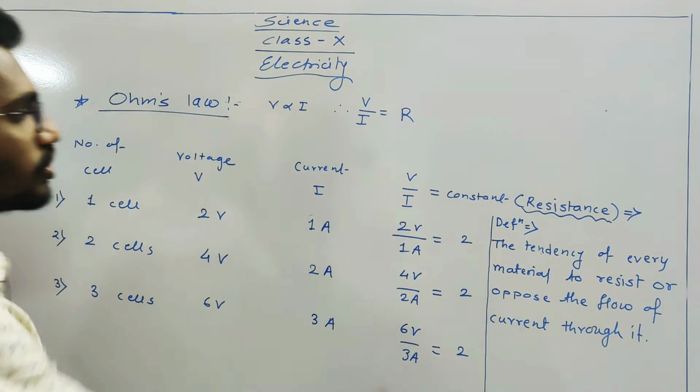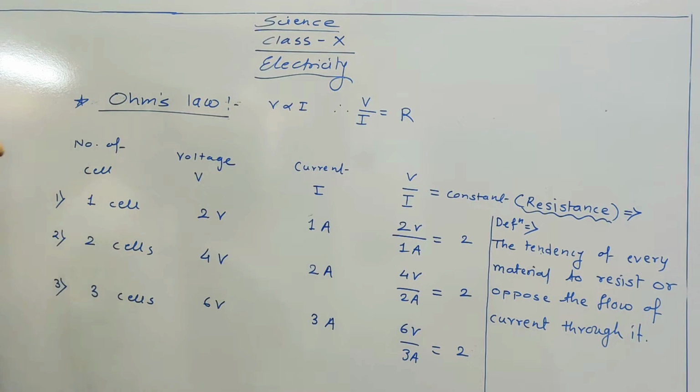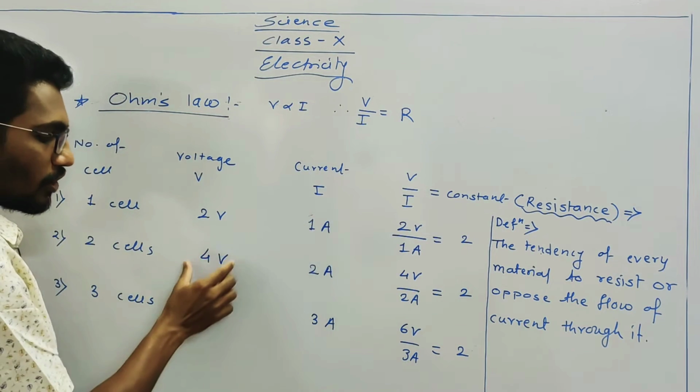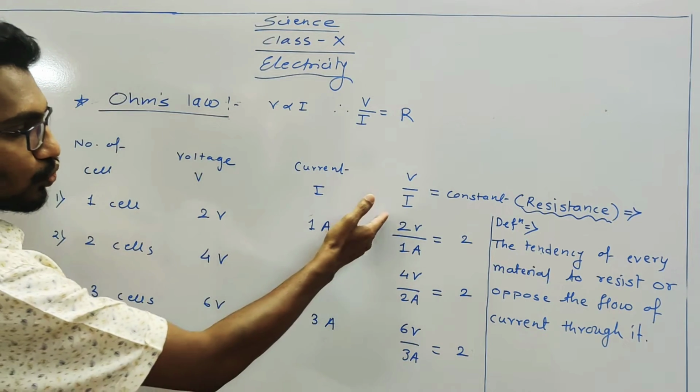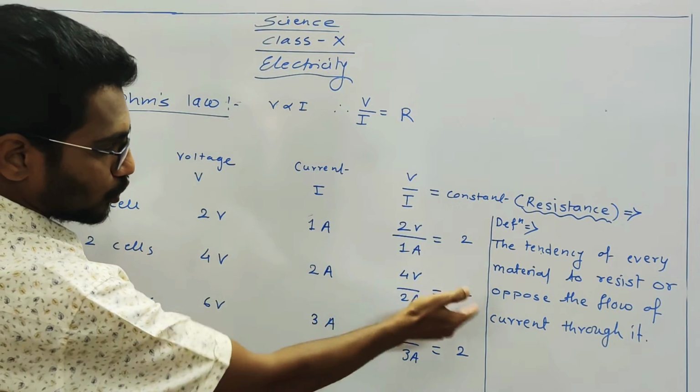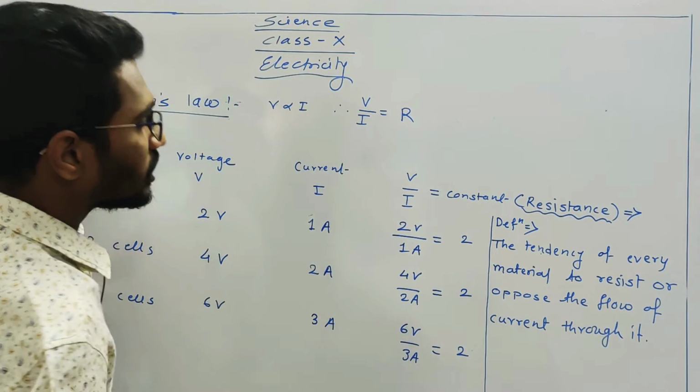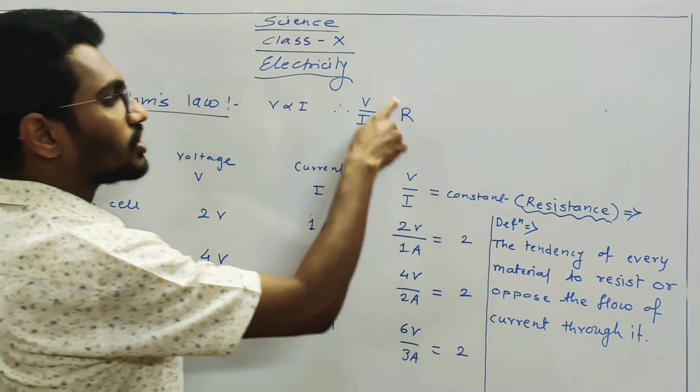Okay. So with respect to the formula, the number of cells are going to connect to the circuit. First cell 2 volt, 1 ampere; 4 volt, 2 ampere; 6 volt, 3 ampere. So the ratio is 2 by 1, 2; 4 by 2, 2; 6 by 3, 2. So with respect to the formula, V by I is equal to R.